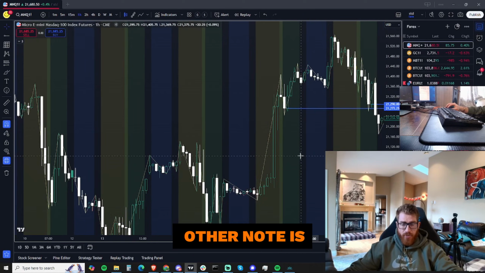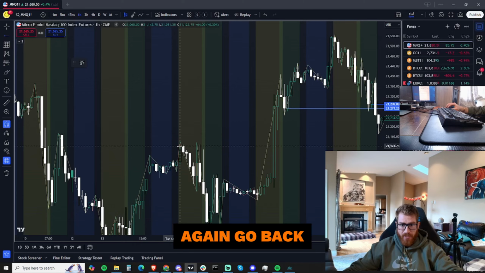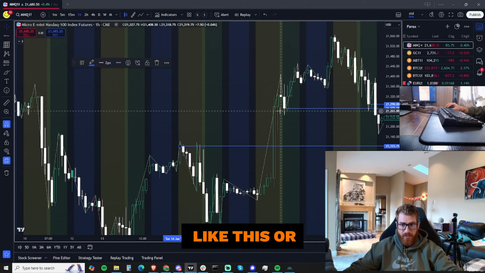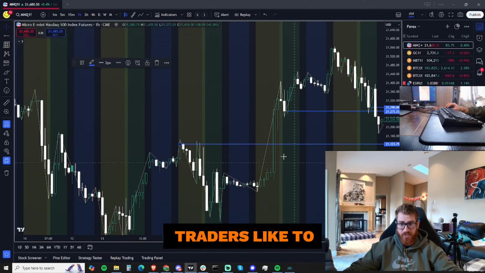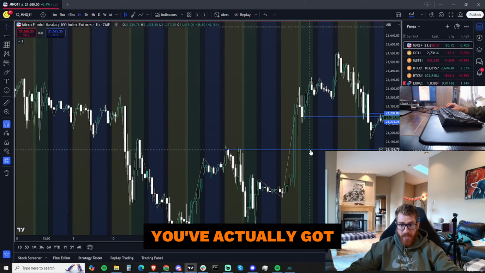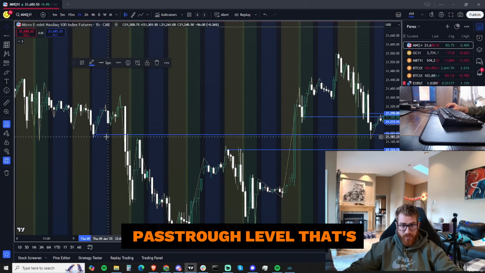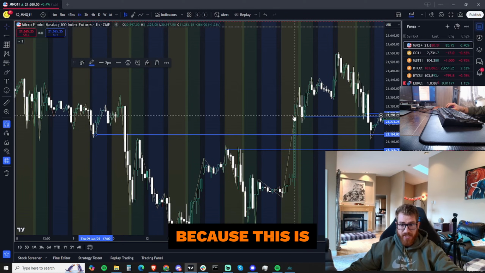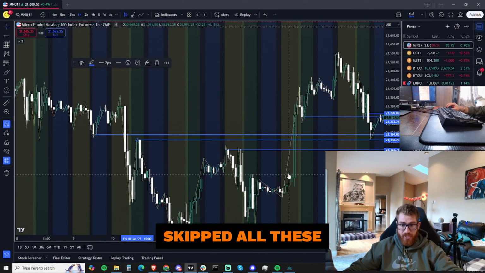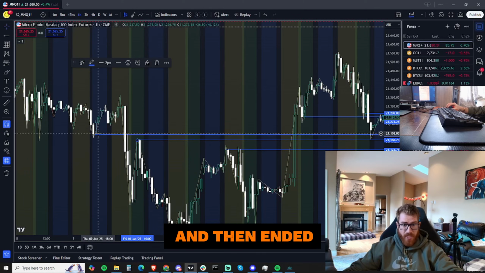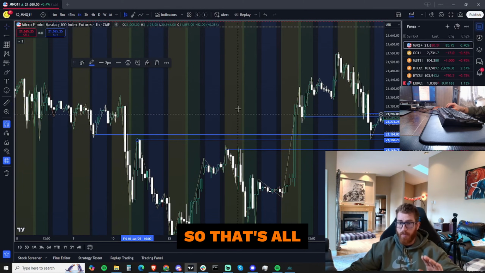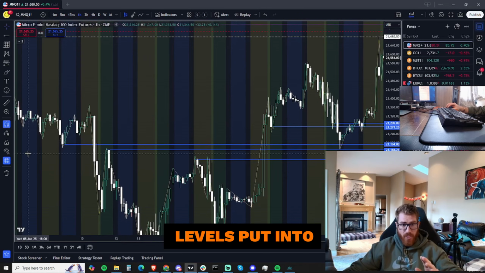And then the other note is skipping levels, right? Again, go back to skipping levels. If you have a massive candle like this, or an FVG, as ICT traders like to call it, you can see that you've actually got both examples here. You've got a pass-through level that's being used there because this is a very large candle. Skipped all of these levels, skipped this one, and then ended up using a pass-through level. So that's all three concepts of levels put into one.